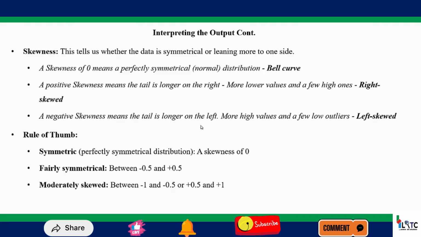If the value of the skewness is 0, you can say it is perfectly symmetrical, or normally distributed. But if it is between minus 0.5 and plus 0.5, then you can say it is fairly symmetric, that is near normality. Next, if the value is between minus 1 and minus 0.5, or plus 0.5 and plus 1, then it is moderately skewed. But the worst case is when it is highly skewed, that is when the value is beyond plus or minus 1. So you should take note of this rule of thumb because it will certainly help in your discussion.